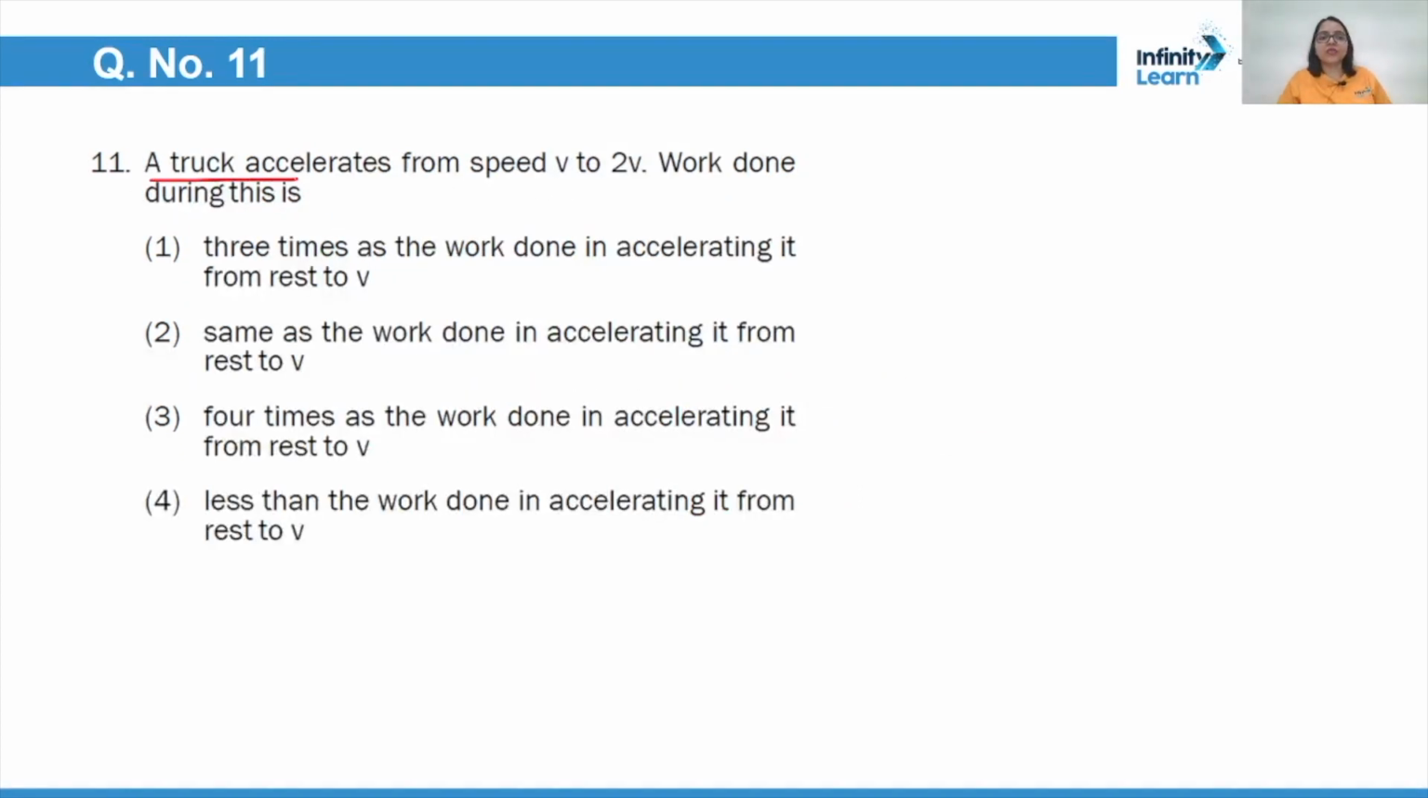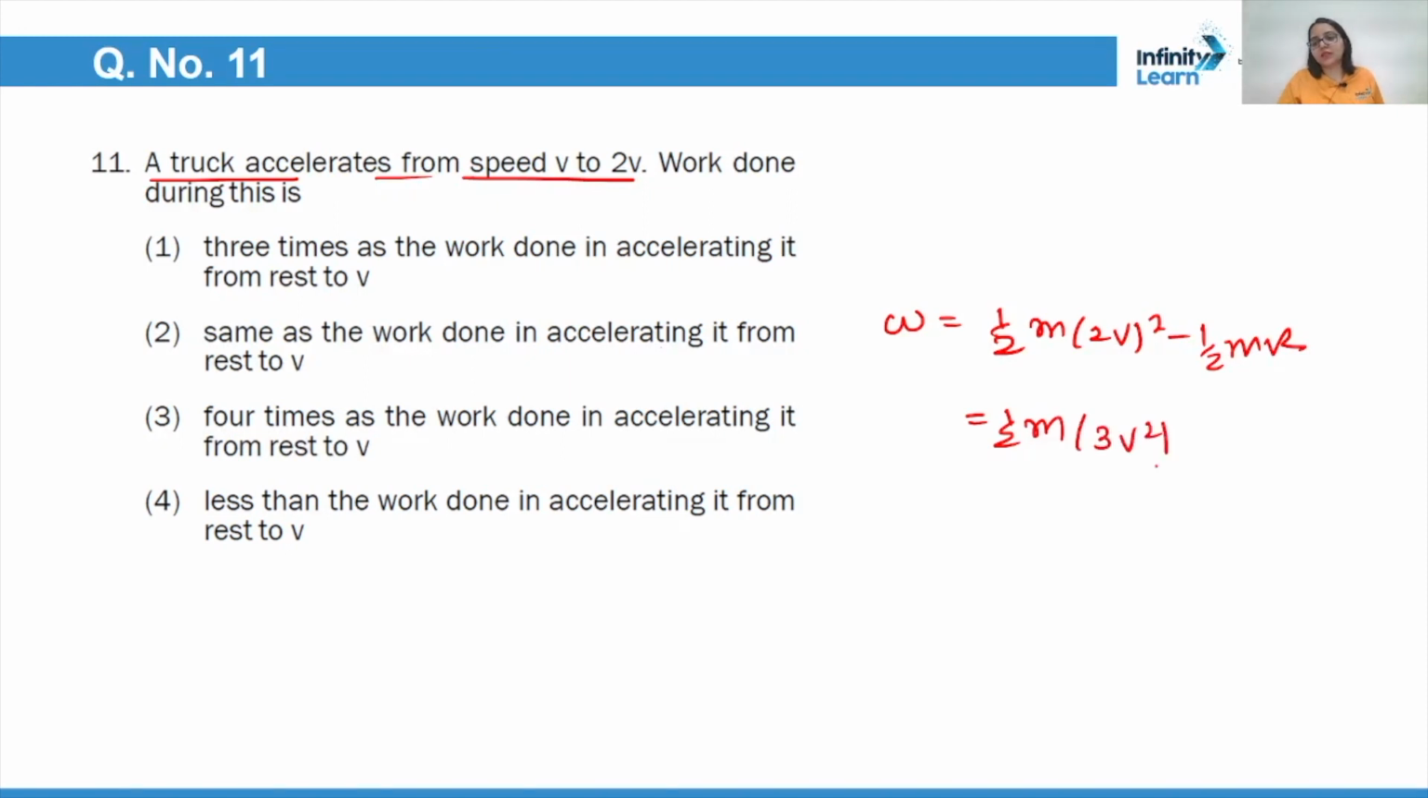Question number 11. A truck accelerates from v to 2v. So work done is change in kinetic energy, which is half m into 2v whole square minus half m into v square. So it is half m into 3v square, which is 3 times half mv square, which is 3 times the kinetic energy required to accelerate this from 0 to v. Right, so work done or kinetic energy to accelerate it from 0 to v is k. So work done over here will be 3k, which is option 1.